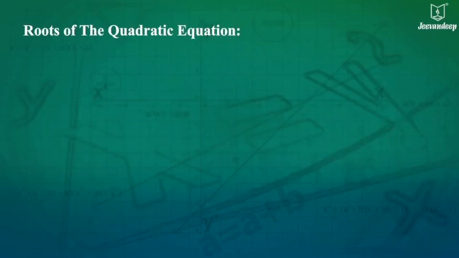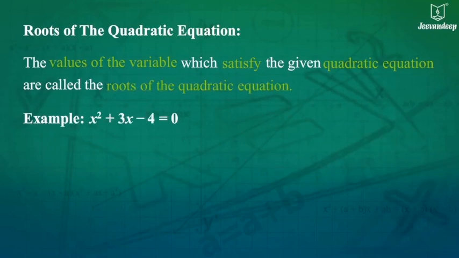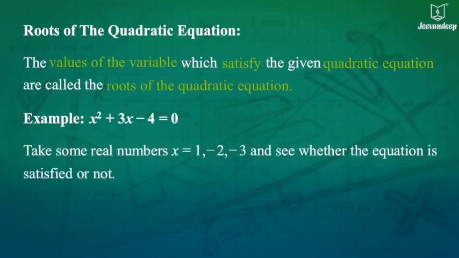Roots of the quadratic equation. The values of the variable which satisfy the given quadratic equation are called the roots of the quadratic equation. Example, x square plus 3x minus 4 equals 0. Take some real numbers for x as 1, minus 2, minus 3 and see whether the equation is satisfied or not.